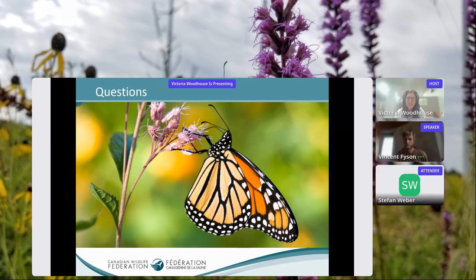Hi there. Thanks, Vince. This is great. I just have a question about the major highways, the 400 series highways in southern Ontario. Do you see those as a major barrier? And does this tool help identify safe crossings, 401, 403, things like that?